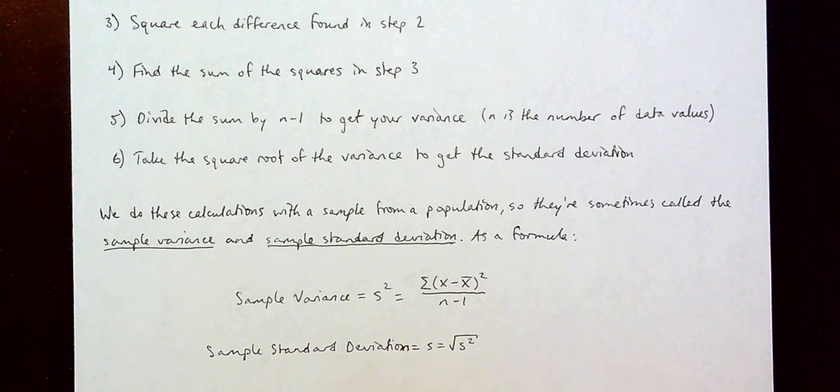And then for the sample standard deviation, to get the standard deviation you take the square root of your variance. So this right here, s squared, is your variance. Take the square root of that, and that's your sample standard deviation.